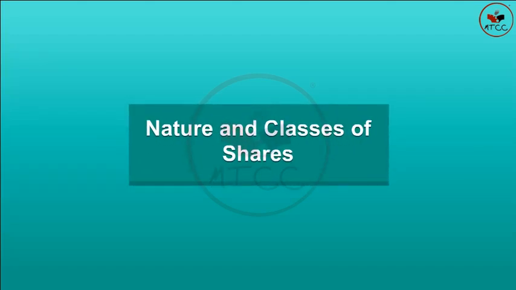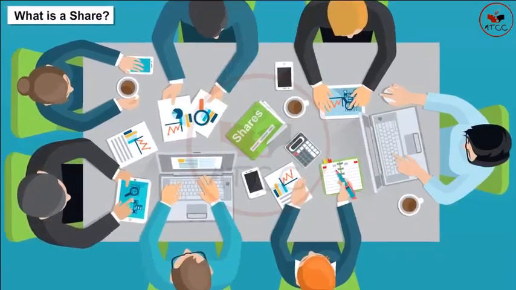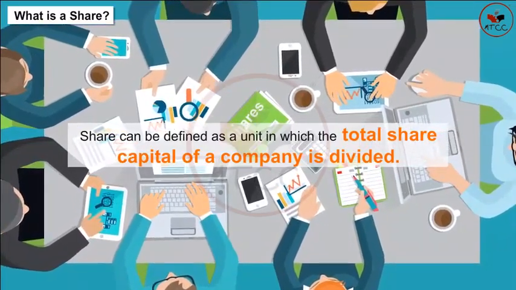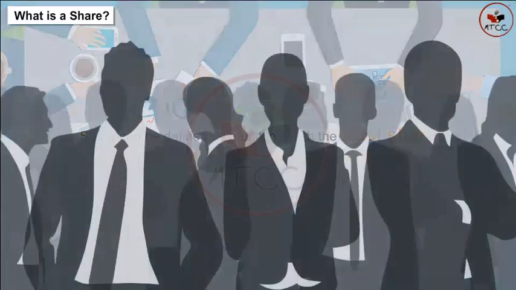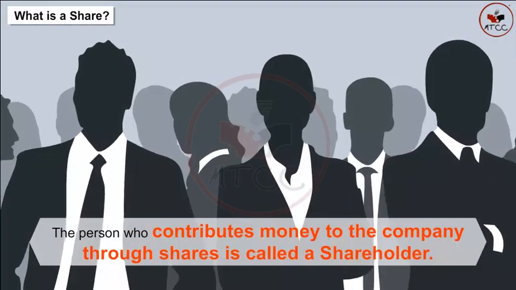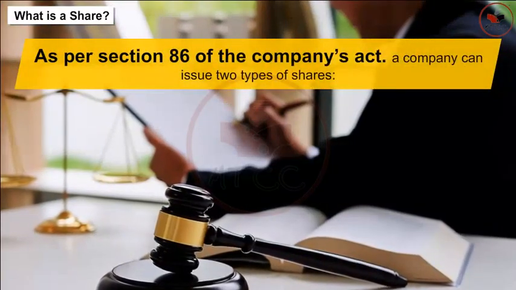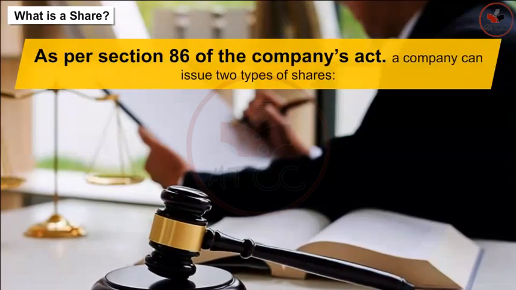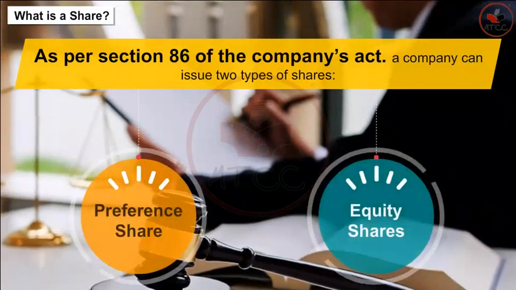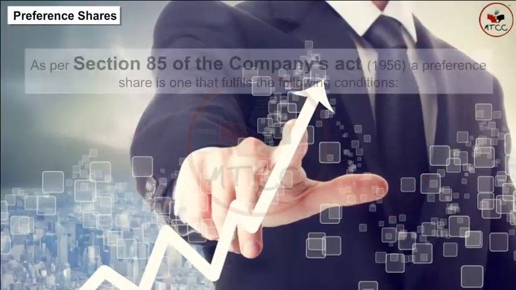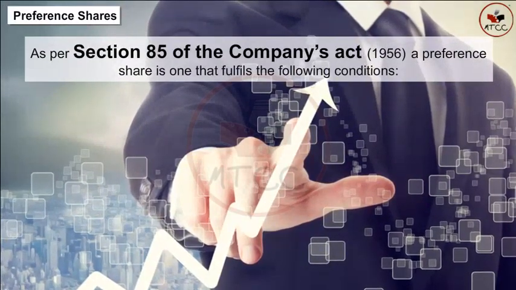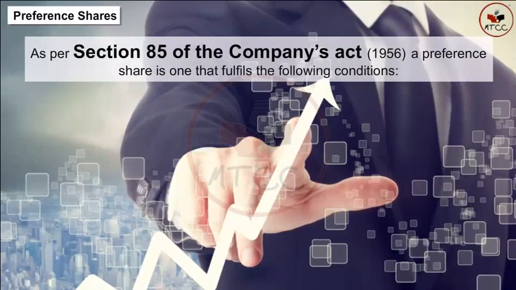Nature and classes of shares. What is a share? A share can be defined as a unit in which the total share capital of a company is divided. The person who contributes money to the company through shares is called a shareholder. As per Section 86 of the Companies Act, a company can issue two types of shares: preference shares and equity shares. Preference shares. As per Section 85 of the Companies Act, a preference share is one that fulfills the following conditions.